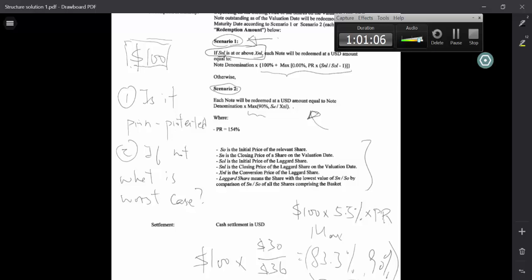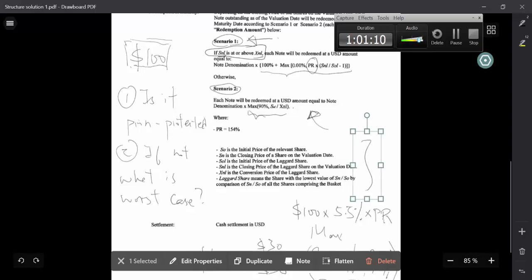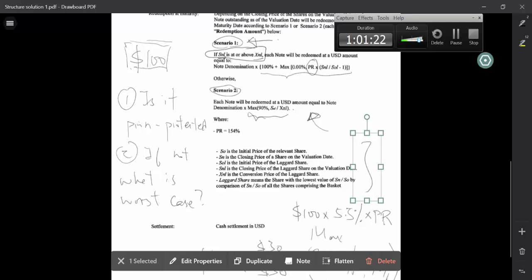No. PR does not, notice PR only appears in scenario 1. PR isn't here. Yeah, you're nodding your head. So is it principal protected or not? It isn't. Question 2, if not, then what is the worst case?